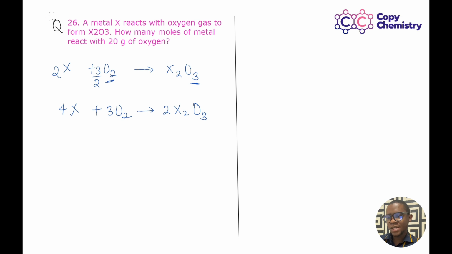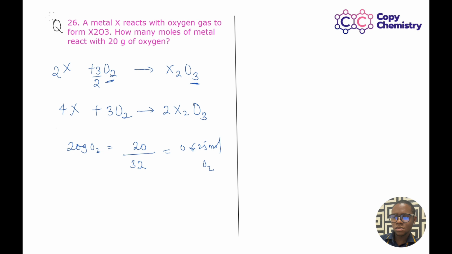How many moles of the metal should react with 20 grams of oxygen? So if I have 20 grams of oxygen, what's that in moles? It is 20 divided by the molar mass of oxygen, which should be around 32, right? So when you do that, you would have 0.625 moles of oxygen. That's 20 grams of oxygen.